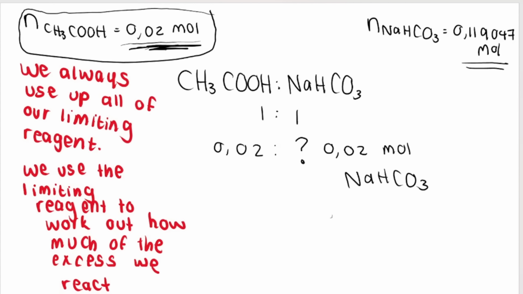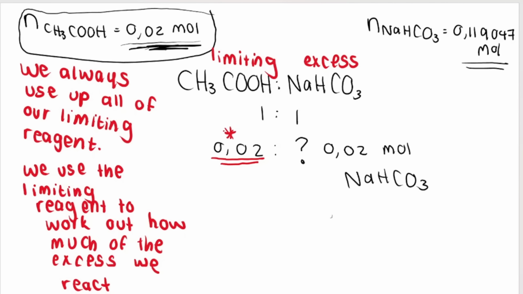So I wrote over here, we always use up all of our limiting reagent. So this was the moles of our limiting reagent. We're going to use all of that. We use our limiting reagent to work out how much of the other one we react. Remember, our excess one is sodium bicarbonate. We put it in a mole ratio with our limiting reagent. You always need to use your mole ratios. So we use our limiting one with our excess reagent to work out how much of the excess we use up. Remember, some of the excess will be left over. That's what we're trying to work out.